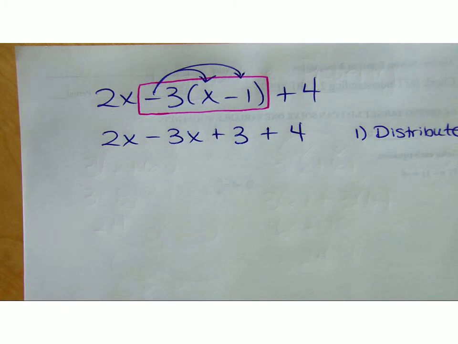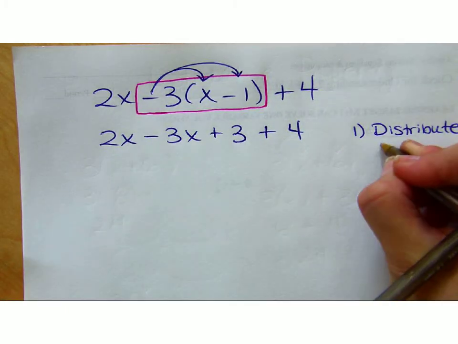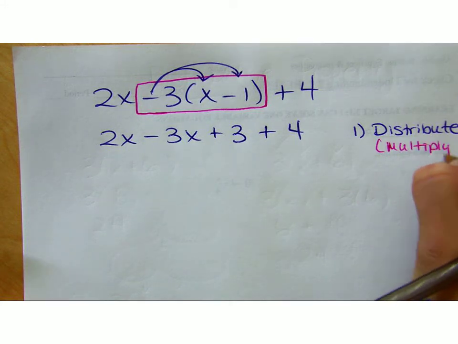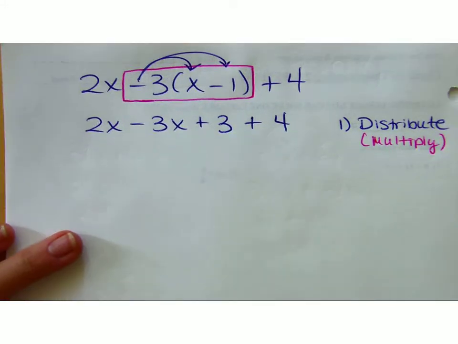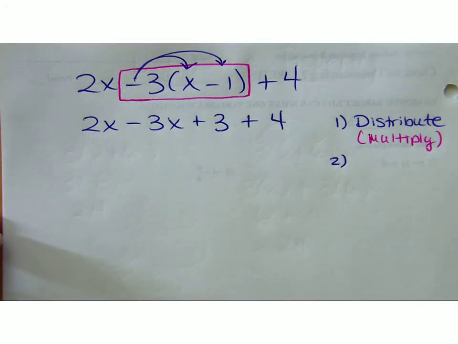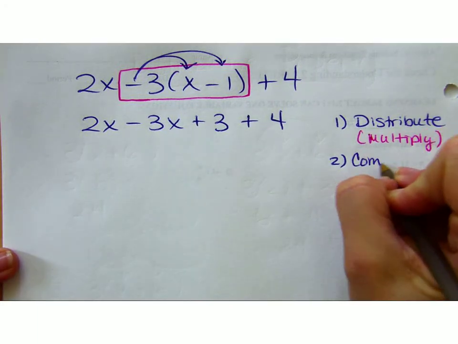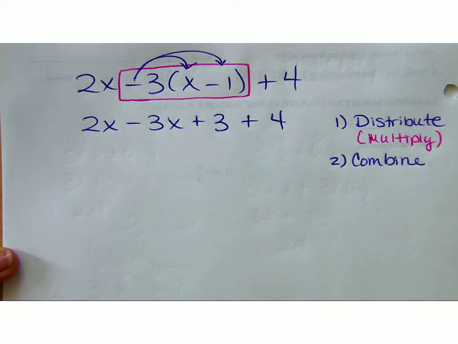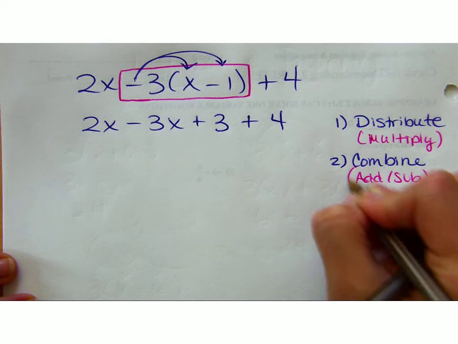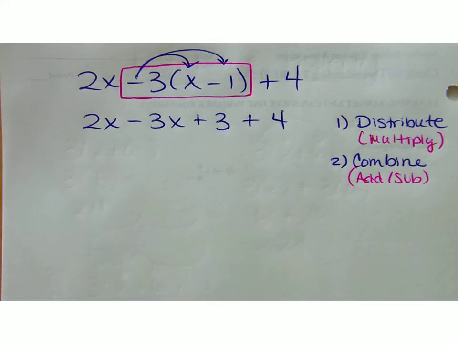What operation does distribute mean? Add, subtract, multiply, divide. So when you distribute, you multiply. What would step 2 be? Not distribute, but the first thing we learned. Combine. Good. What operation does combining ask you to do? Add, or I guess you could say subtract, but technically subtract is really adding.